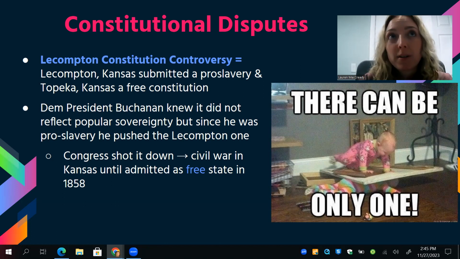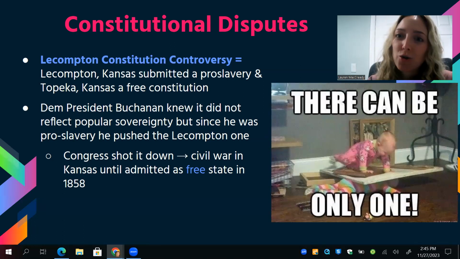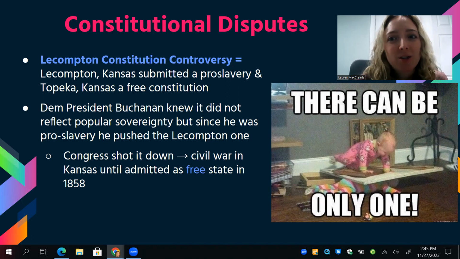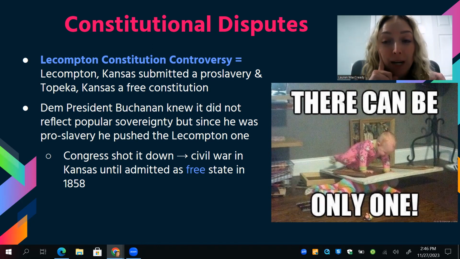So both state governments, who are refusing to recognize each other, both submit their state constitution to the president. And he's a Southern slave-owning Democrat, and he has to decide which constitution he was going to basically sign, or approve, essentially. But it's not really his responsibility or ability, I should say, to do that. It really should go through Congress. But President Buchanan took it upon himself to reject the Topeka Free State Constitution and send the pro-slave constitution to Congress for approval because of his bias.